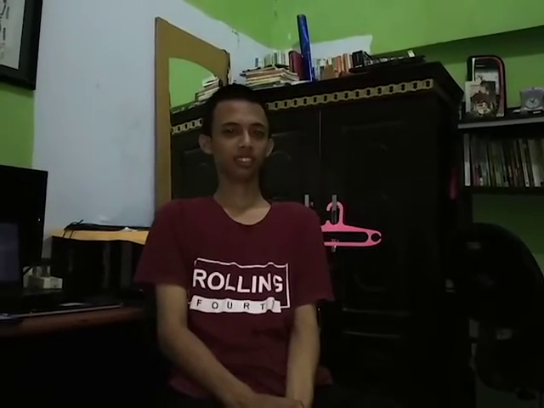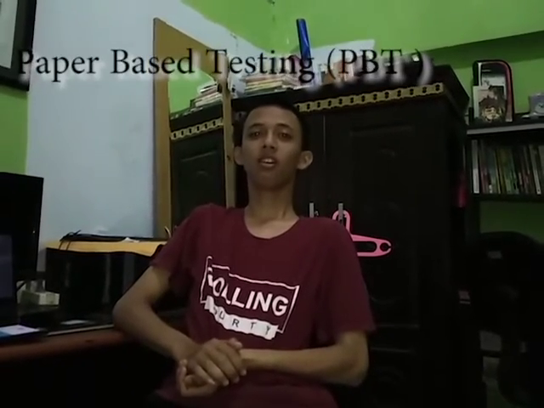There are 3 models of TOEFL based on the way it's done. The first model is paper-based testing, or PBT. PBT is held with paper and pencil. The number of all questions is 150, consisting of 50 questions of listening comprehension, 40 questions of structure and written expression, and 60 questions of reading comprehension. The time provided to work on all questions is 150 minutes. Meanwhile, the score range of this test is 310 to 677.